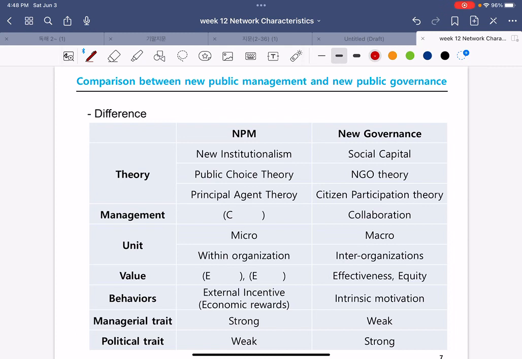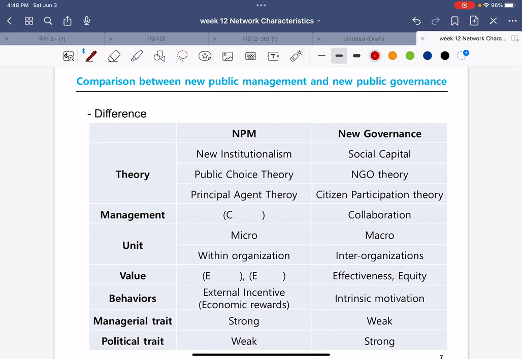NPM is based upon new institutionalism, public choice theories, and principal-agent theories. In contrast, new governance is based upon social capital, NGO, and citizen participation theories. The new institutionalism's public choice theories and principal-agent theories are based upon individualism.